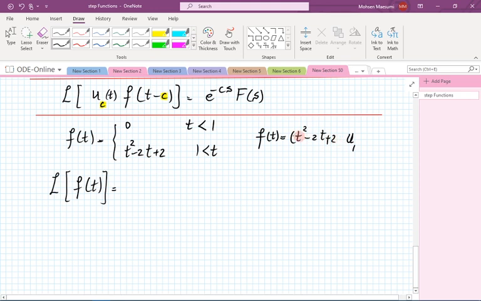This is coming into the system, and I have to write minus 0, which doesn't change anything, so I don't even write it. So that is what it is. Now I want to take a Laplace transform of this. I'm taking the Laplace transform of t squared minus 2t plus 2 times u1 of t.